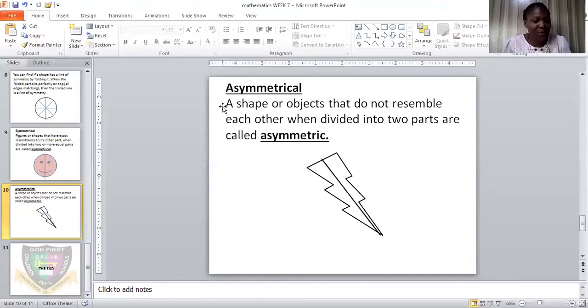Like I said, you can draw your line of symmetry either vertically or horizontally. Your imaginary line can be vertical from upward downward, or horizontal from the left to the right. That is line of symmetry.